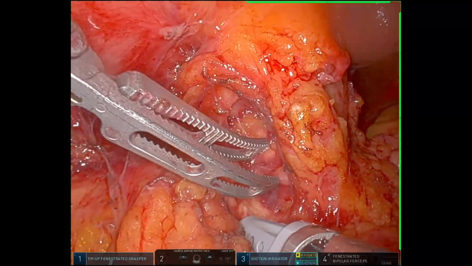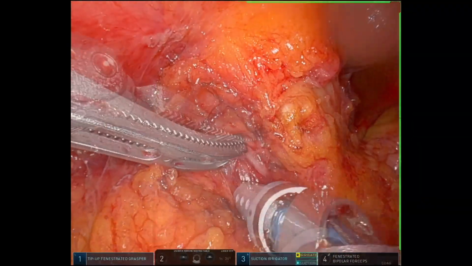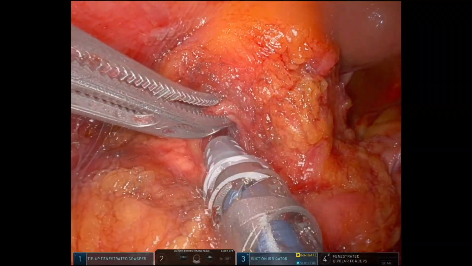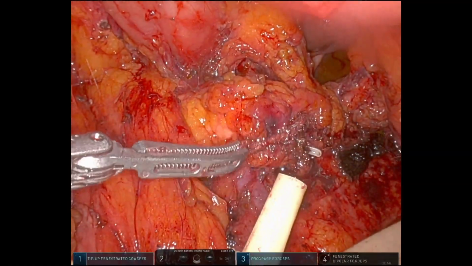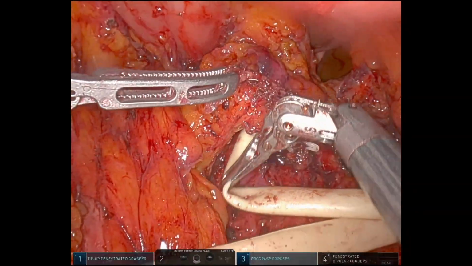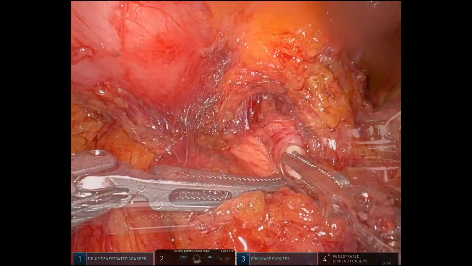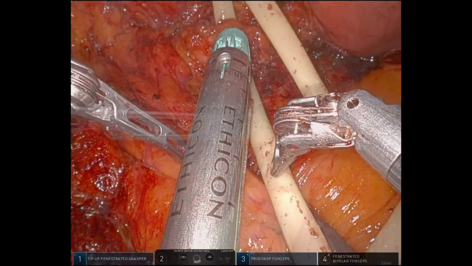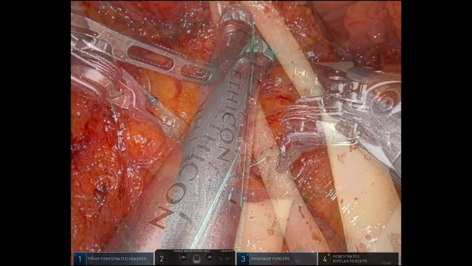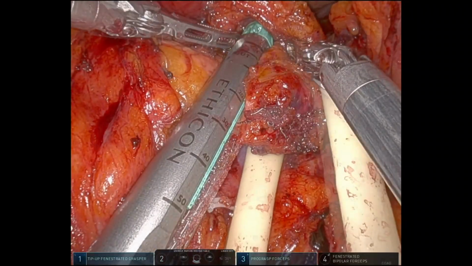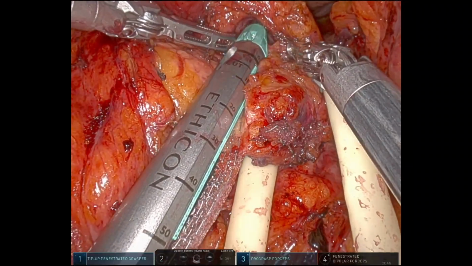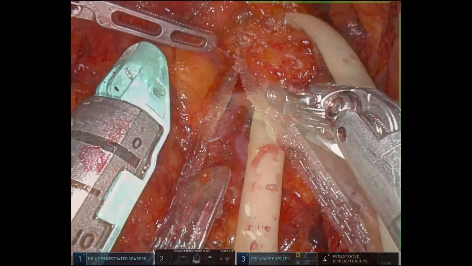After meticulous dissection, a Penrose was eventually passed around the pancreatic neck to provide controlled retraction. After confirming adequate proximal clearance and protecting the superior mesenteric vein portal vein complex, a reinforced green load stapler was introduced and the pancreas was divided just to the left of the confluence.